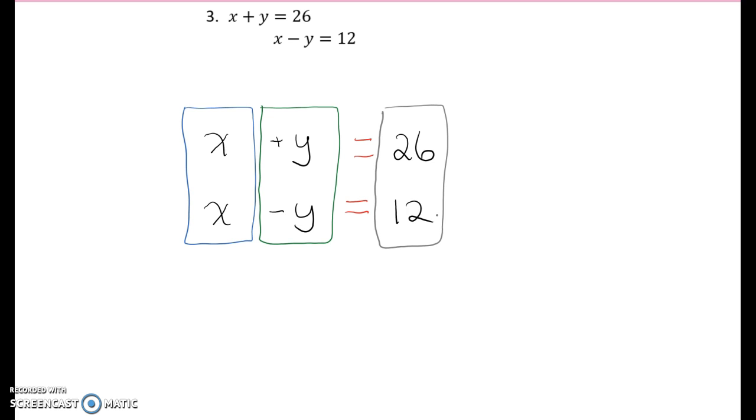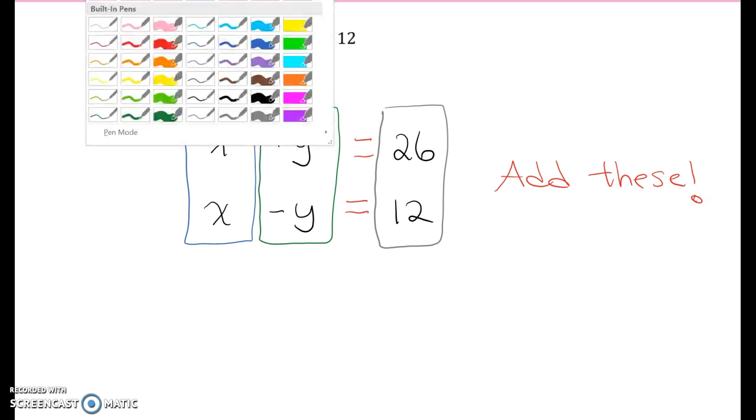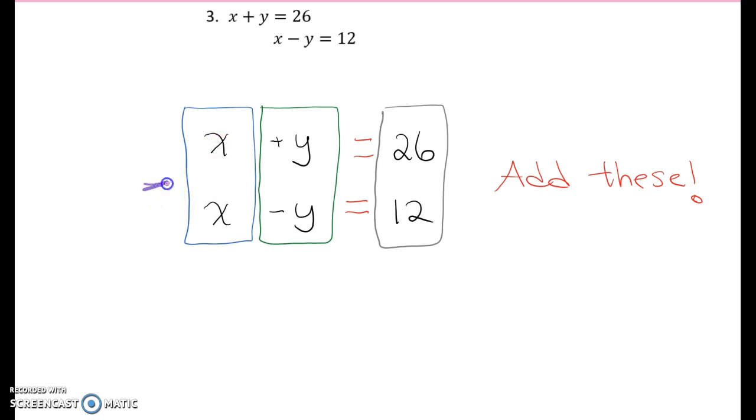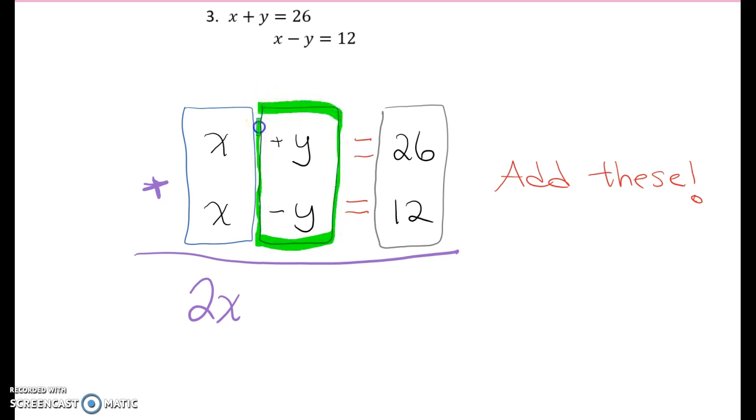Now, what happens if I add these two equations? They are both balanced. Now, something really interesting is going to happen. What's x plus x? Yep, hopefully you just yelled it out, 2x. What's y plus negative y? Hopefully you just noticed that y plus negative y is actually 0. And that's why this is such a really helpful method, because now we don't have a y anymore. We have eliminated our y term because y plus negative y is 0.